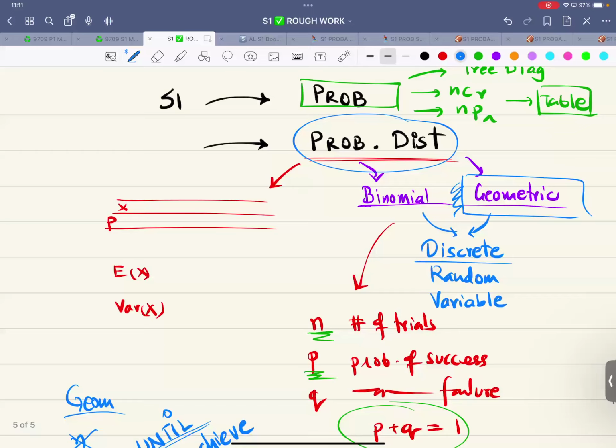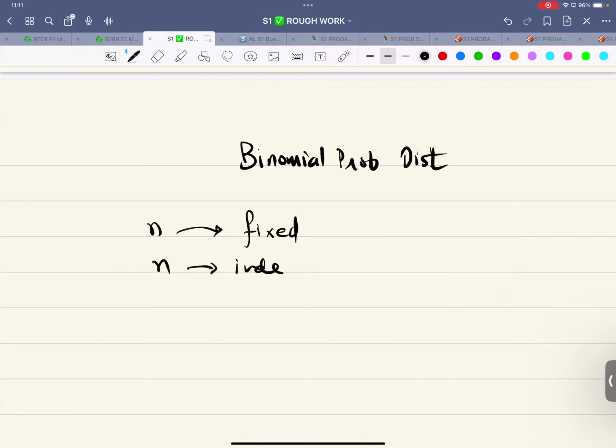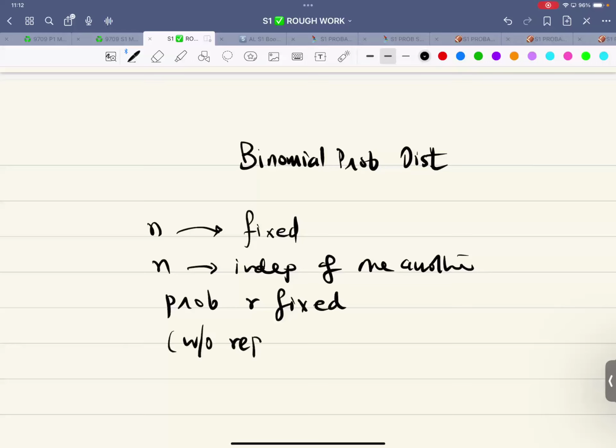And in binomial, there are certain conditions that need to be fulfilled. So sometimes they ask this question for binomial probability distribution. Certain conditions need to be fulfilled. What are those conditions? The number of trials is fixed. The trials are independent of one another. And let me explain in the context of a question. And then the probabilities are fixed. That means a without replacement scenario cannot be termed as binomial.